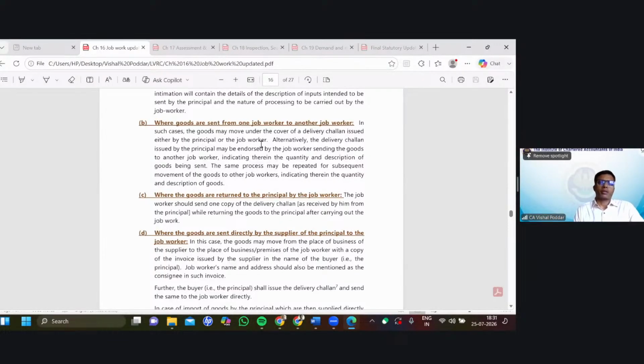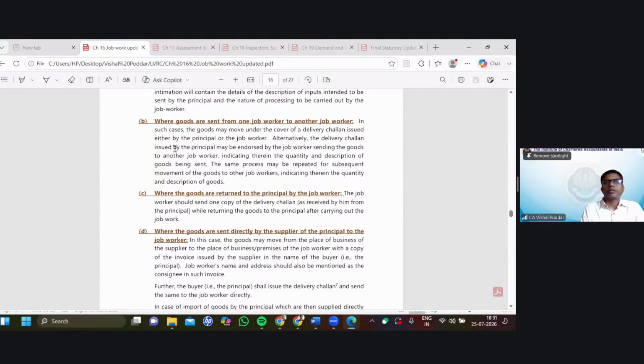Obviously, the location will be job worker 1 to job worker 2, but principal can prepare, or since the goods are with job worker 1, he can prepare. Alternatively, delivery challan issued by principal may be endorsed by job worker sending the goods to another job worker.